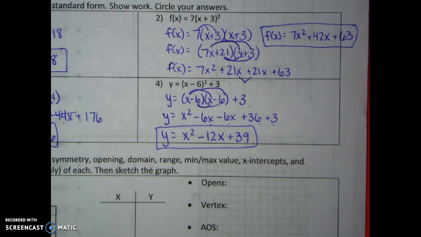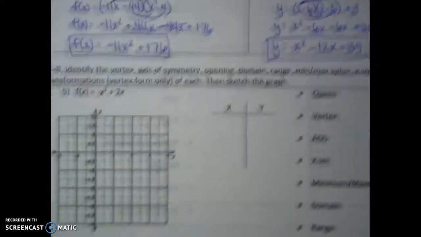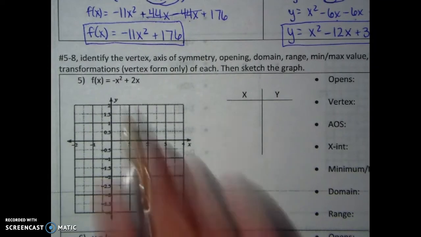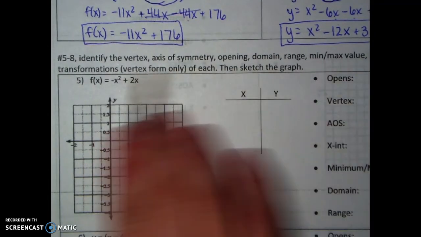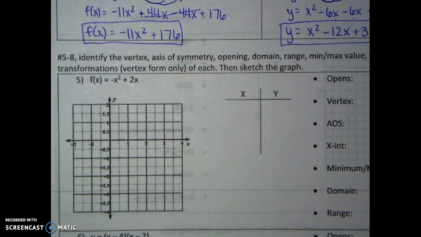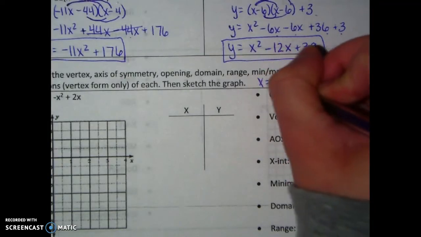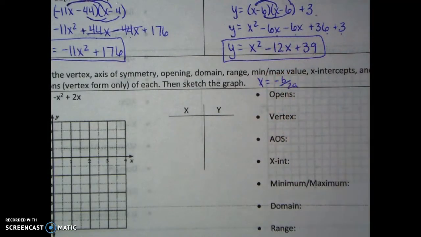On the next part, let's jump into graphing. So it says to identify all of this lovely information, the first thing you're going to want to find on all of these is the vertex. And the formula for vertex, x equals negative b over 2a.